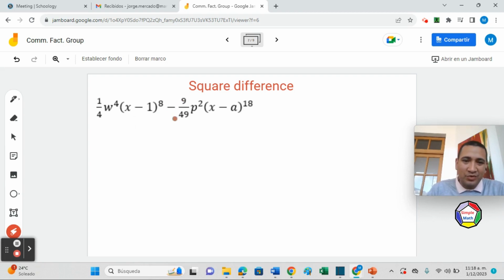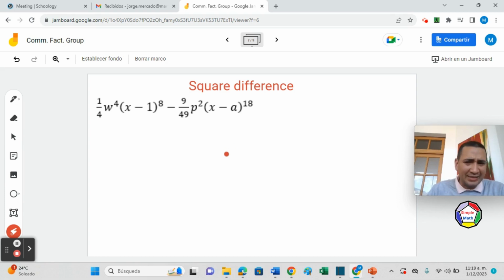What happened with the second term? 9 has a square root, 49 has a square root. P raised to the second power has a square root. And these are grapes. Imagine this parenthesis is a grape with exponent 18. The grape exponent 18 has a square root. So let's start the process.